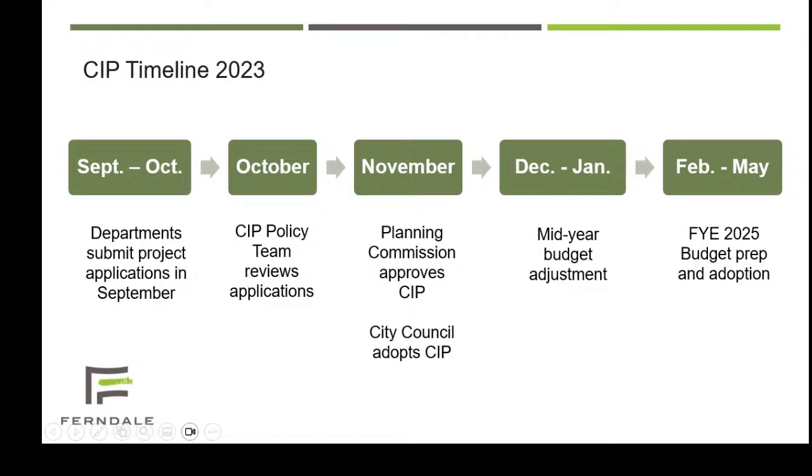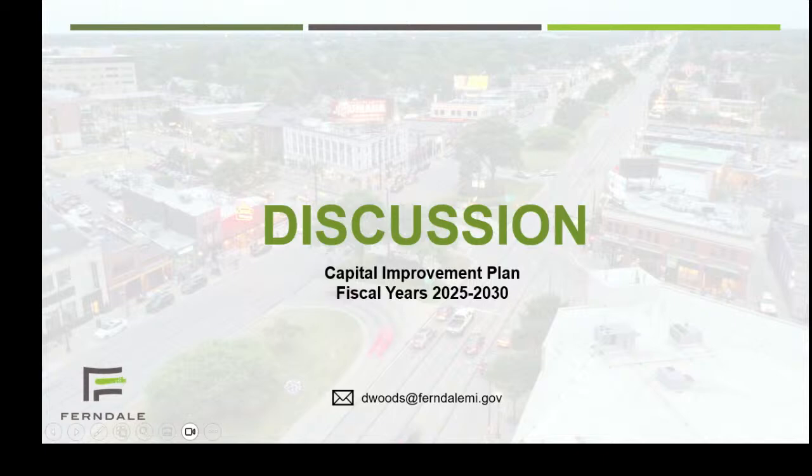So as I mentioned, this is our timeline. If we adopt the CIP tonight, then we move into mid-year budget adjustment, and in February through May with budget prep and adoption, this will be used as a policy piece and a talking point for council. So with that, any discussion or questions?